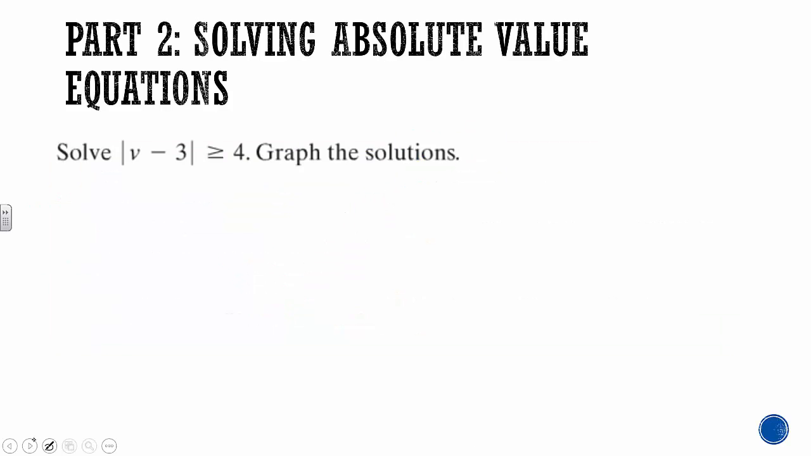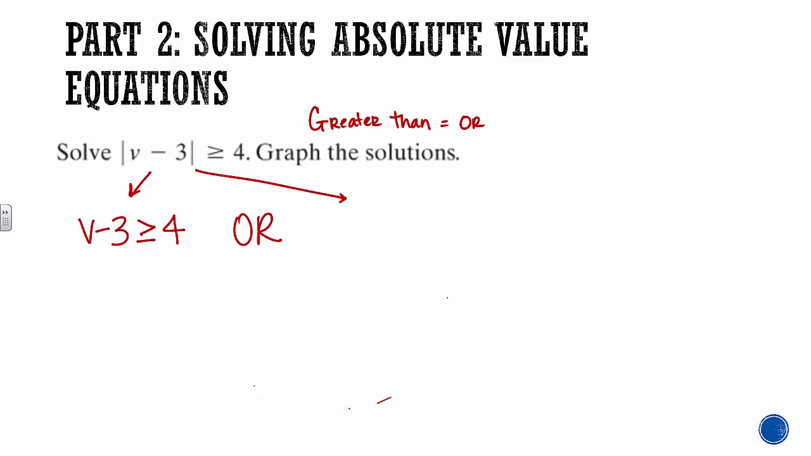So let's do a problem. Solve this. Graph the solutions. So this, remember, is saying that whatever's in here has to have a distance that's greater than or equal to 4. So because we have a greater than symbol, we need an or equation. So that means we're going to split this up into the v minus 3 could be greater than or equal to 4, or the other option is v minus 3 could be less than or equal to -4.